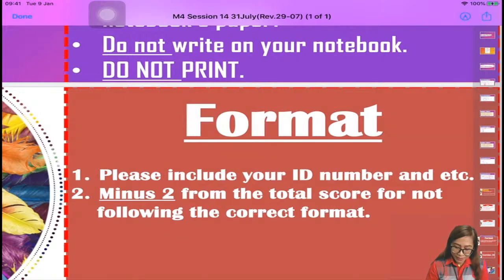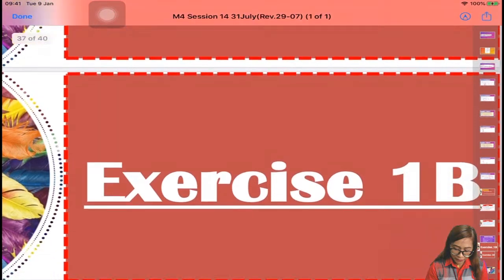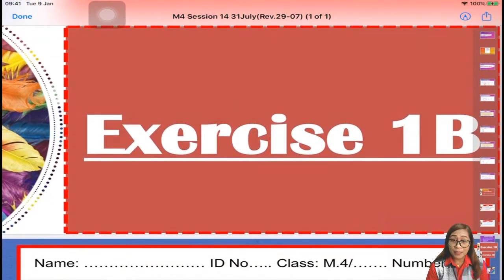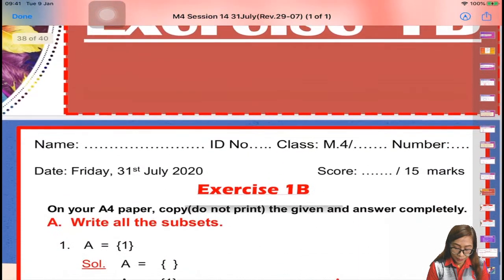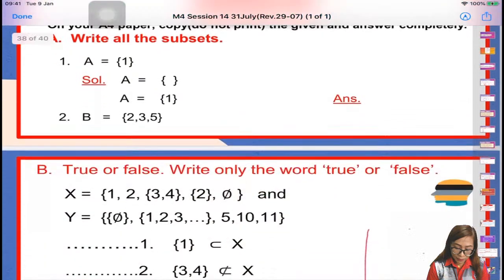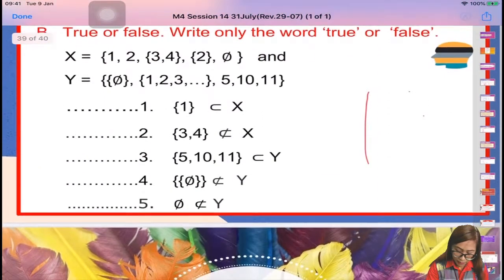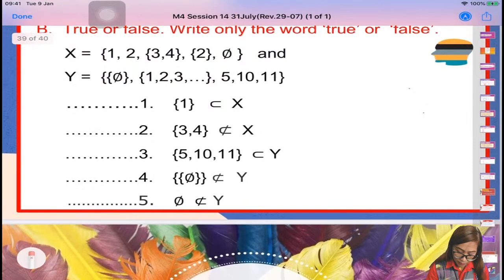Okay. So please include your ID number and everything. For exercise 1B, this is from the book, so it's still exercise 1B. Could you please take a screenshot of this? Okay, let me erase first. Let me erase this one, students. Hold on. Okay, let me erase.